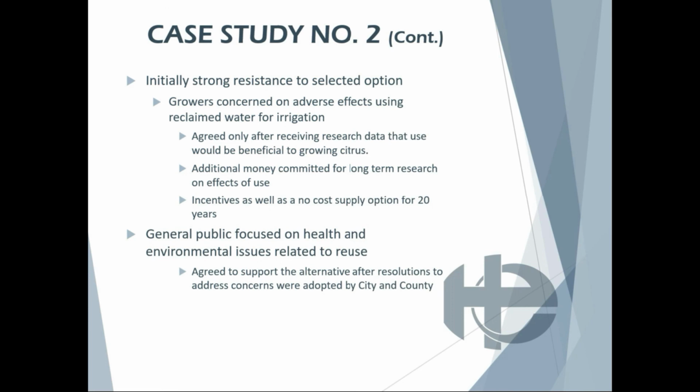The growers in particular were the main adversaries in this situation because they were concerned as to what the effects would be of the reclaimed water for irrigation on their crops. They ultimately agreed to allow the reuse of the wastewater after they had received some research data that basically said it would be beneficial to their crops. And additional money was committed over time for long-term research on the overall effects. So they had some incentives as well as a no-cost supply option for 20 years. They wouldn't have had to start paying for the privilege of reusing the wastewater until most recently.